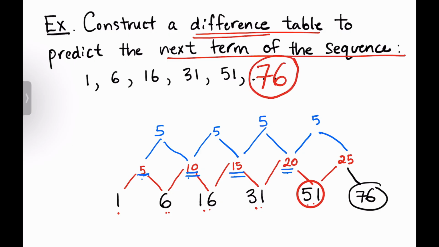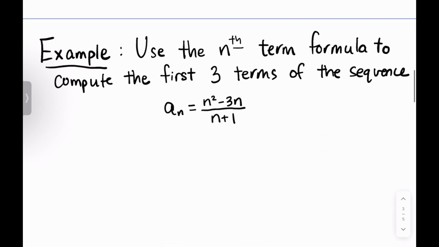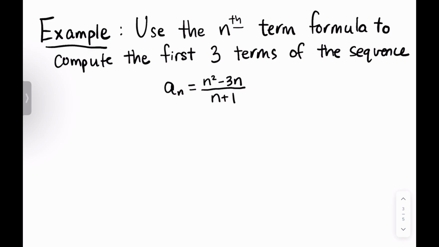Okay. So we just repeated the process with the difference table twice, and you can keep going. Sometimes you'll have to repeat the process another time. Okay, so let's do another quick example involving sequences.